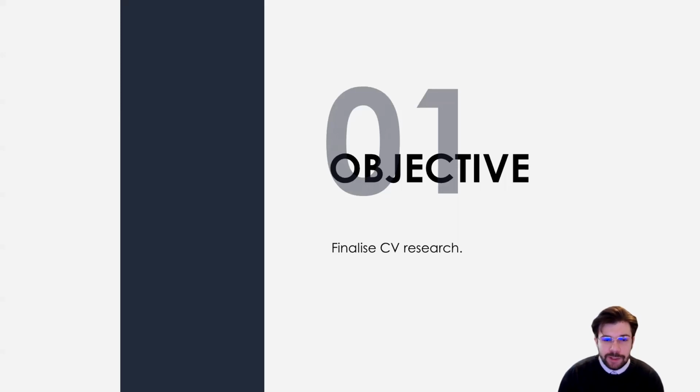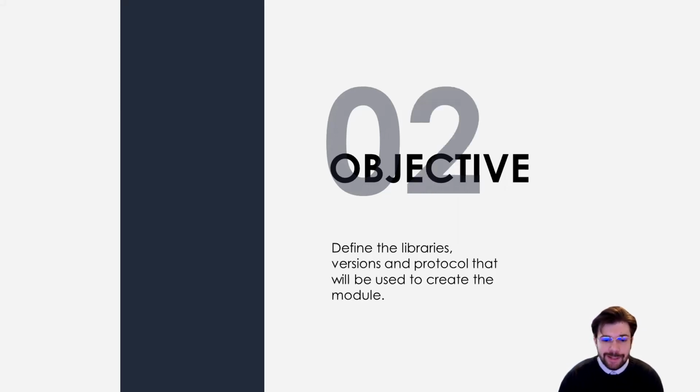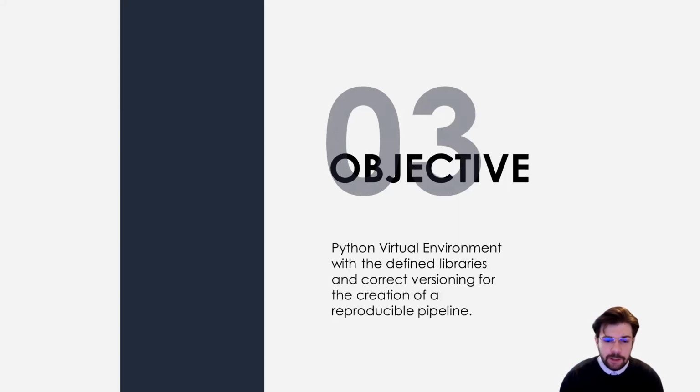Moreover, for the next meeting, my first objective is to finalize the computer vision research in order to get an idea on the state-of-the-art technology available that can be applied to this problem. Secondly, I'll need to define the libraries, the versions, and the protocols that will be used in order to create this software.